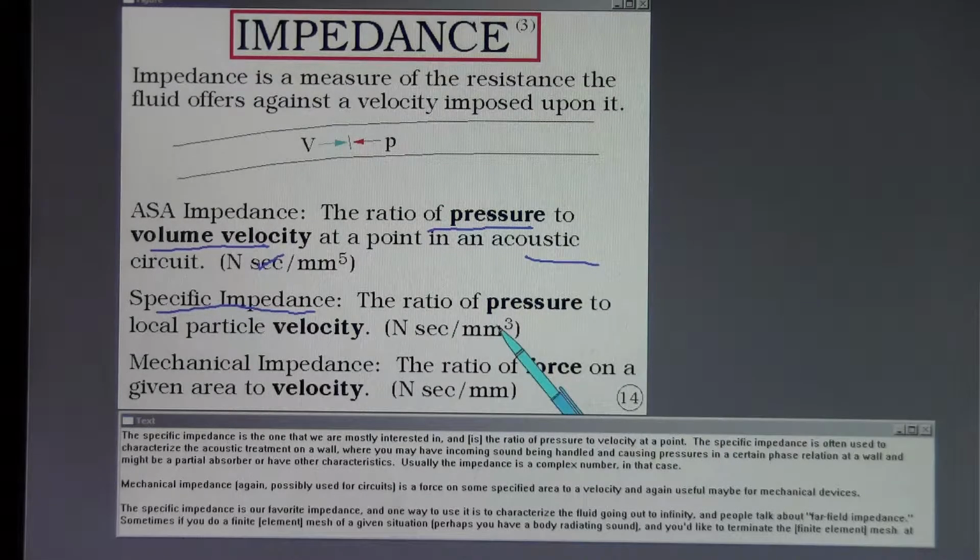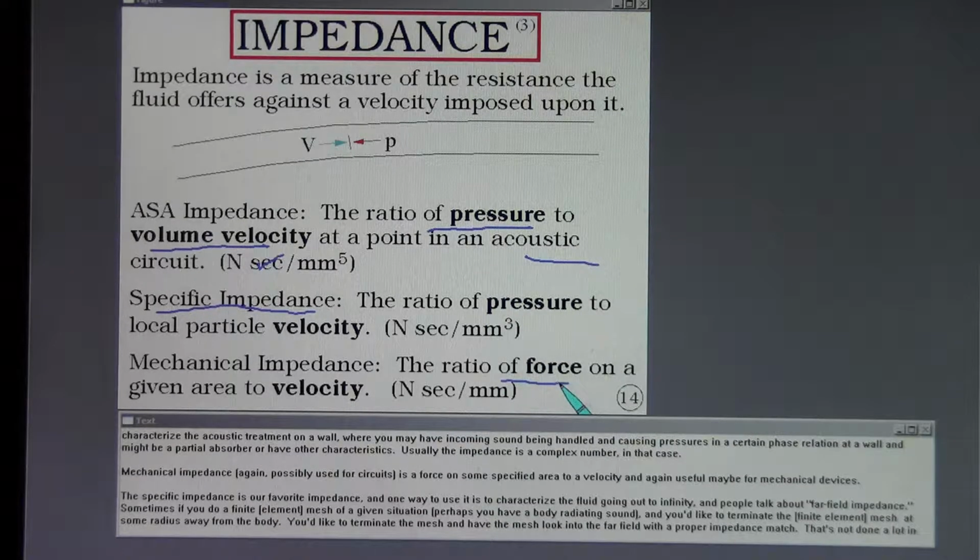Mechanical impedance, again possibly used more for circuits, is the ratio of force on some specified area to velocity, and again useful maybe for mechanical devices.